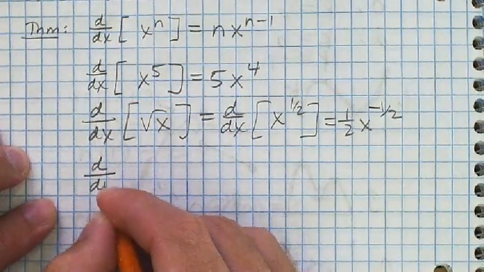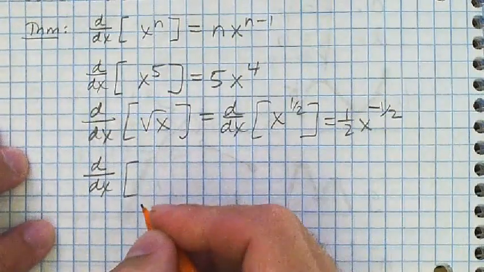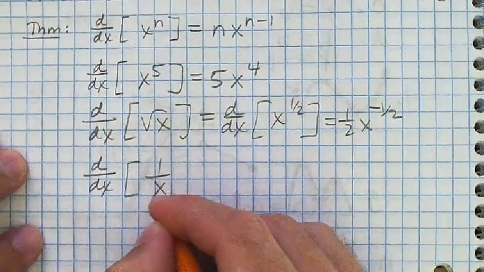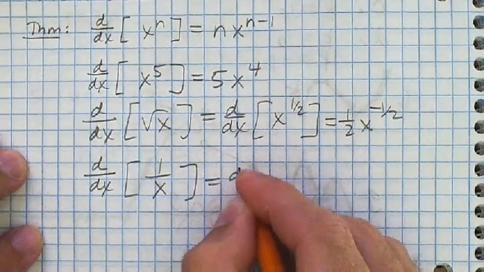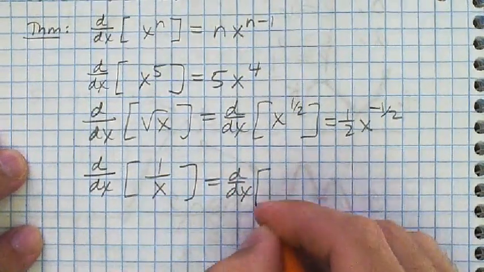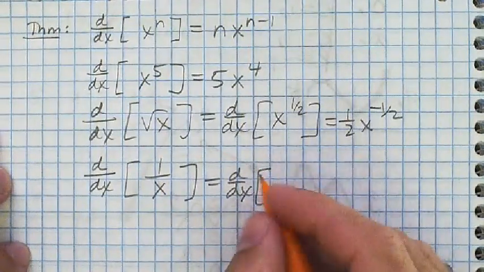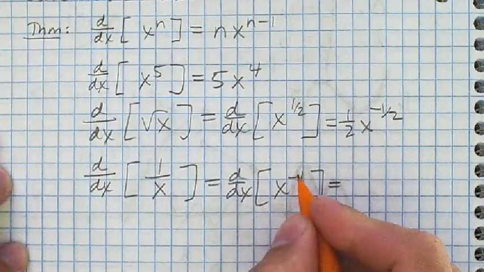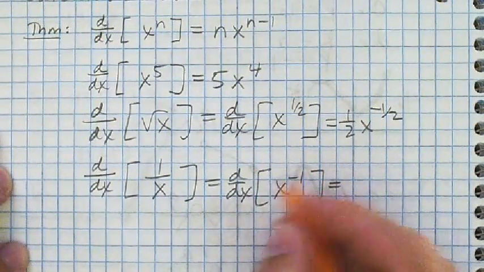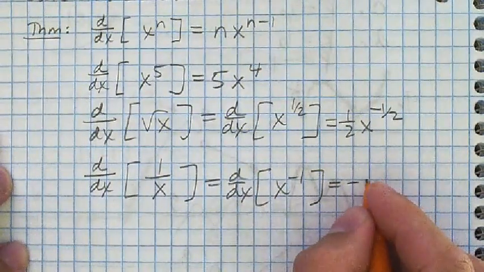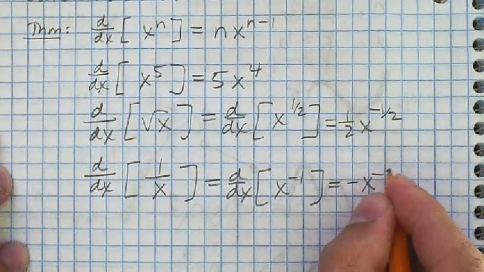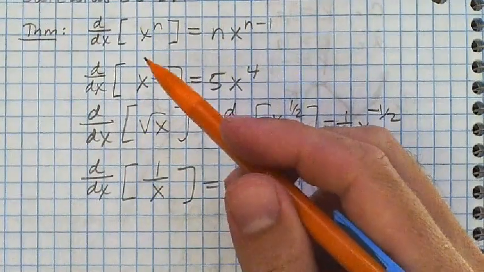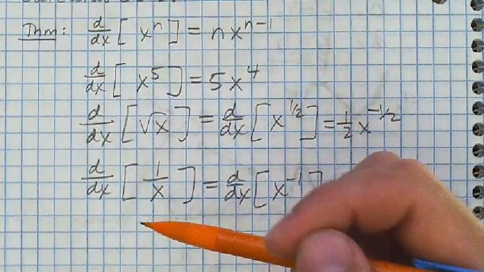Derivative with respect to x of, let's say, 1 over x. What we're going to do is write this as a power. We say this is x to the negative first power, and we'll do the same thing. We'll do this power rule thing. We'll bring down the negative 1. We'll decrease the power by 1.